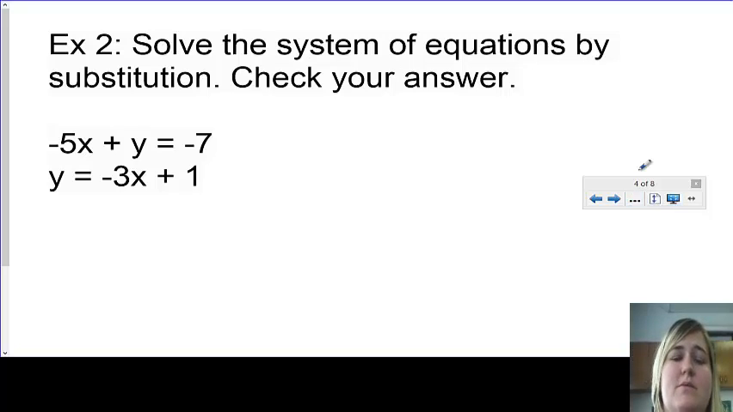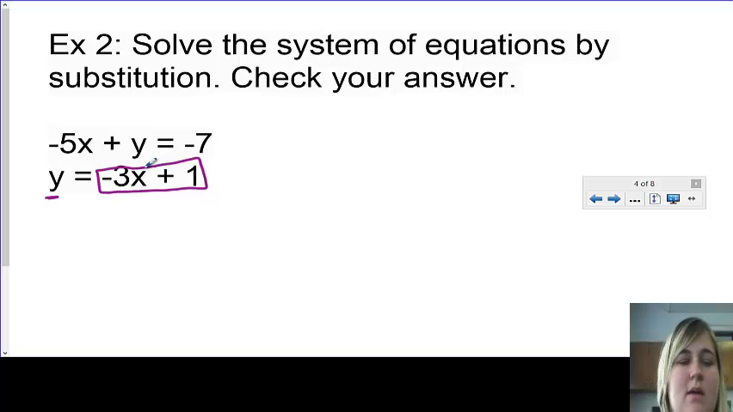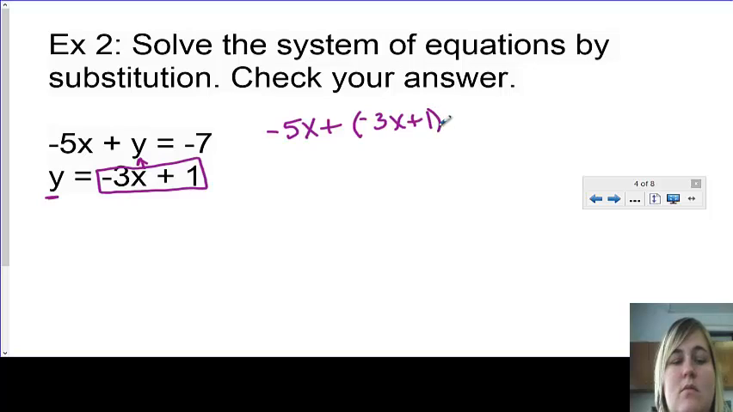Solve the system of equations by substitution. Check your answer. So on this one, I have negative 5x plus y equals negative 7, and y equals negative 3x plus 1. I have to have one of them with either x or y all by itself, and I have y by itself right here. So what I'm going to do is the same thing I did before. I'm going to take the expression that y is equal to, and plug it into y in the other equation. So I have negative 5x plus, instead of y, that whole expression, which is negative 3x plus 1, and that has to be equal to negative 7.